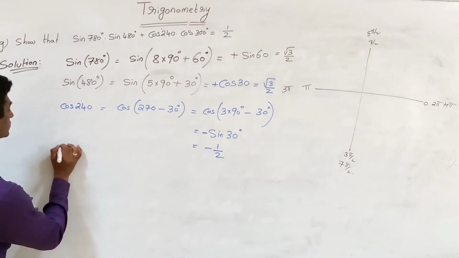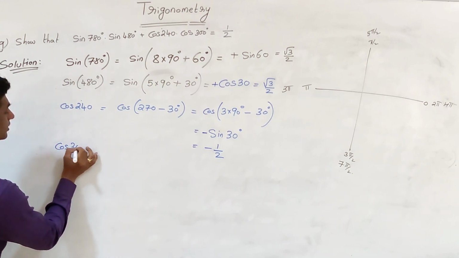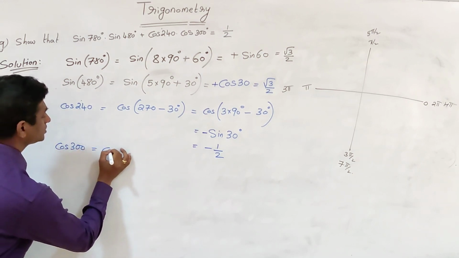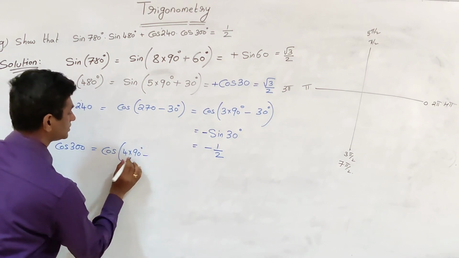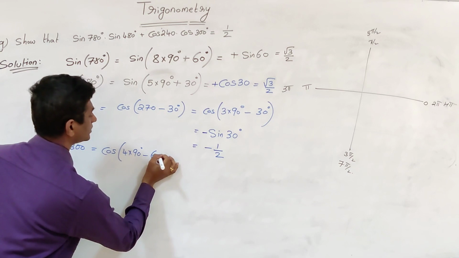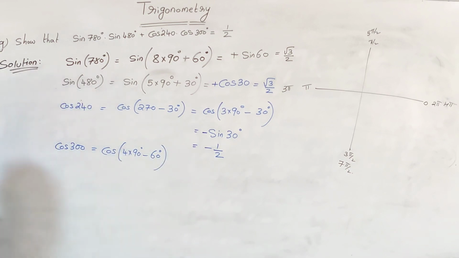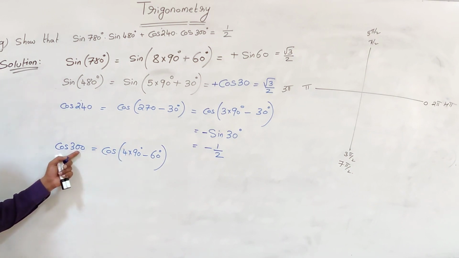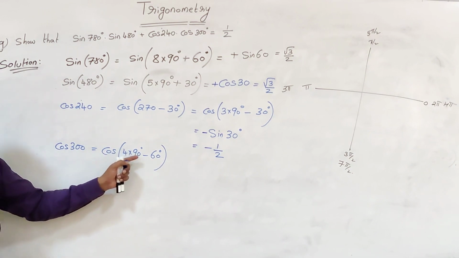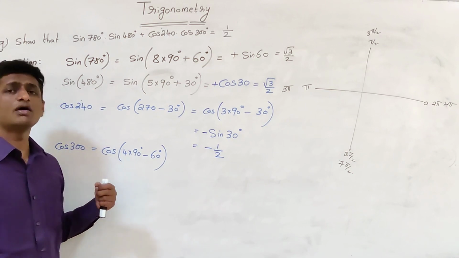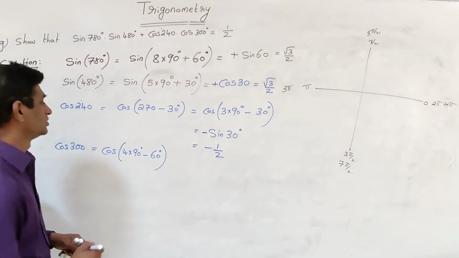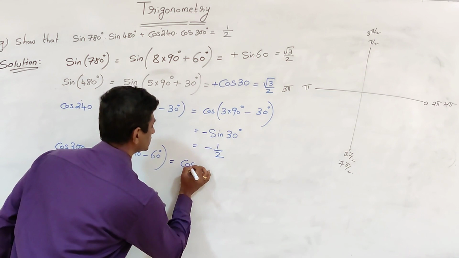Next, cos 300. That is cos of 4 into 90 degrees minus 60 degrees. 4 into 90, that is 360 degrees. 360 minus 60 gives 300. As 4 times 90 means it is an even multiple, for even multiples the trigonometric ratio does not change. So it will be cos 60.